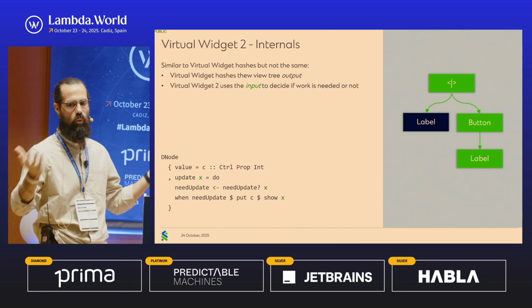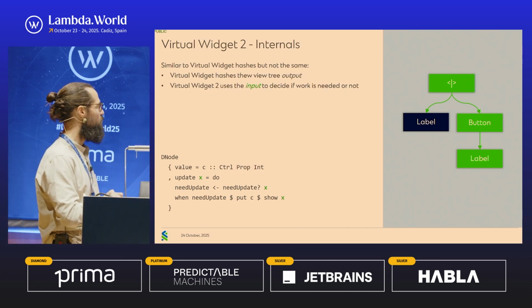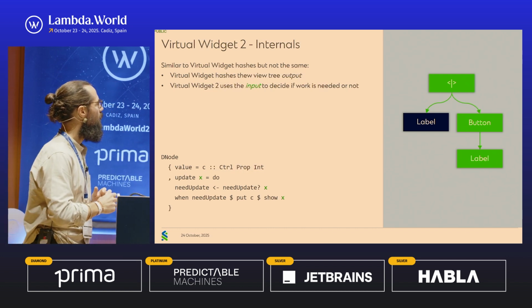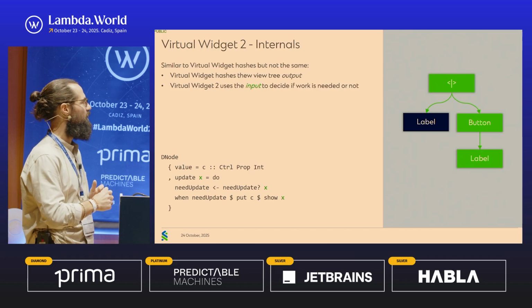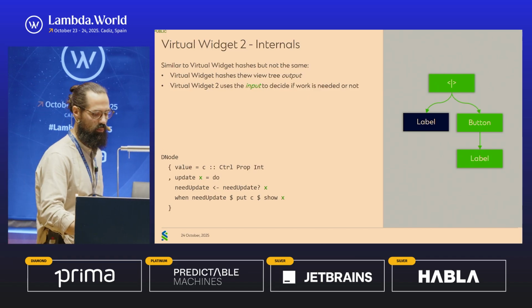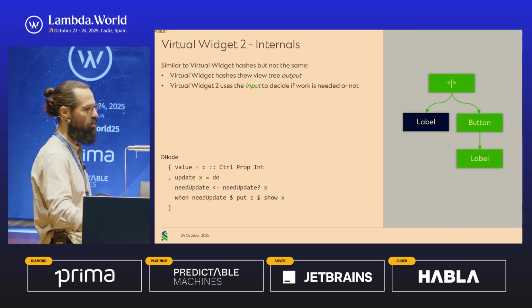First of all, we don't need to do any work if we don't need to update anything, because we just compare the input. And yeah, secondly, a lot of times it's just an equality check, which is much cheaper than computing the whole DOM and hashing.